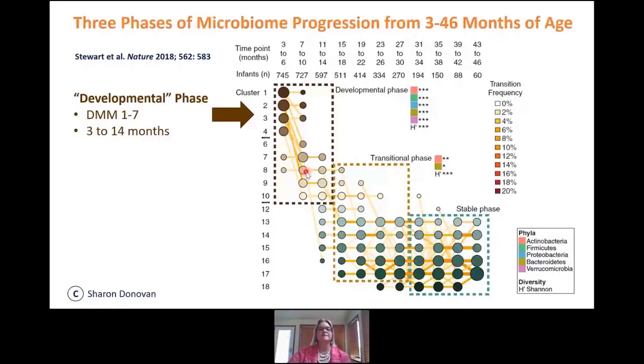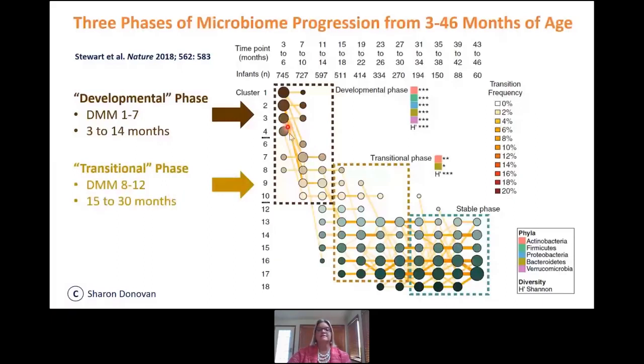So the first they deemed the developmental phase. So this is showing that there's really not a lot of variety here in this early time point, and the larger the circles are, then the more predominant the bacteria. So you can see some change in this. They were in this phase from 3 to 14 months. Then they moved into a transitional phase, which were the bins 8 to 12. This was between 15 and 30 months.